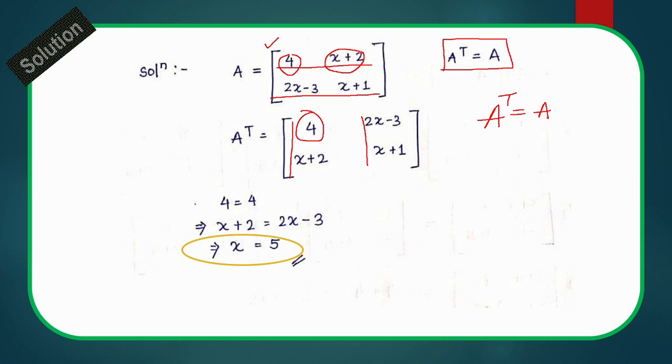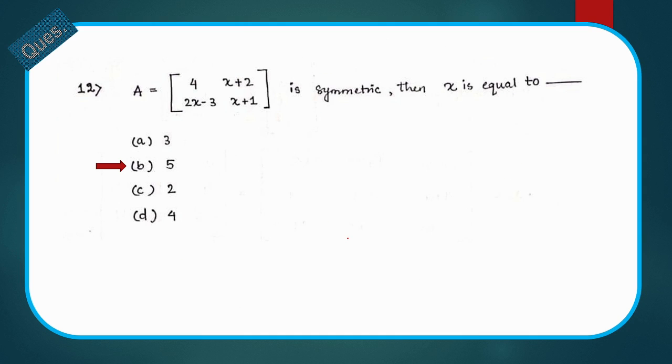Then x plus 2 equal to 2x plus 3. So you can write x plus 2 equal to 2x minus 3. If you solve this, we will get x equal to 5. So 5 will be the answer. Here the B option is matching, so 5 will be the answer.